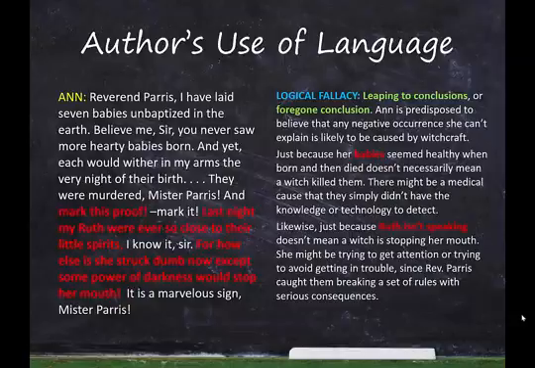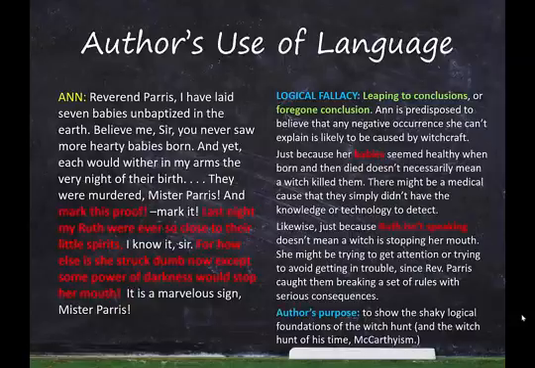She and Betty might be trying to get attention or trying to avoid getting into trouble, since Reverend Parris caught them breaking rules that have serious consequences. Perhaps they think that if they look like the victims of witchcraft, they won't look so much like witches themselves. So why does the author have Anne use these logical fallacies? It helps to show the shaky logical foundations of the witch hunt, and the shaky logical foundations of the witch hunt in his own time, McCarthyism.